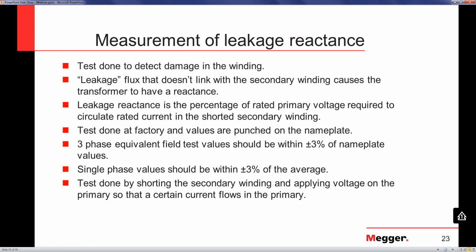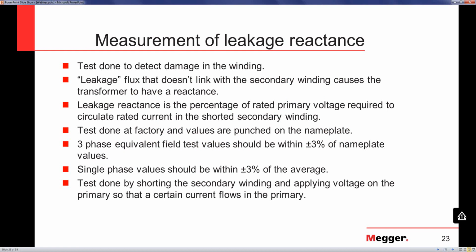On-site, single-phase tests are carried out. So there are two methods of doing the test. There is the three-phase equivalent method and there is a single-phase method. If you do the three-phase equivalent method, then the value that you obtain should be within plus or minus 3% of the nameplate values. If you do single phase tests, then the values that you obtain should be within plus or minus 3% of the average of those three values that you get.